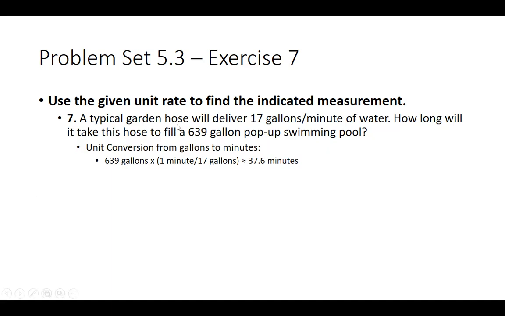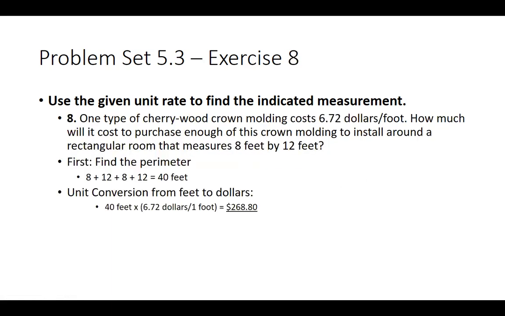So we start with our 639 gallons. In order to cancel gallons, gallons needs to be on the bottom. In order to leave us with minutes, minutes needs to be on top. So we're multiplying by 1 minute over 17 gallons. Gallons cancels, leaving us with minutes. 639 times 1 divided by 17 gives us approximately 37.6 minutes.